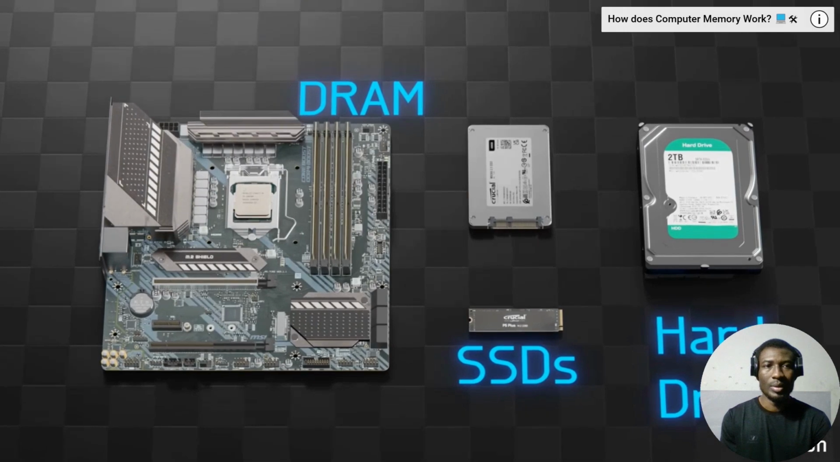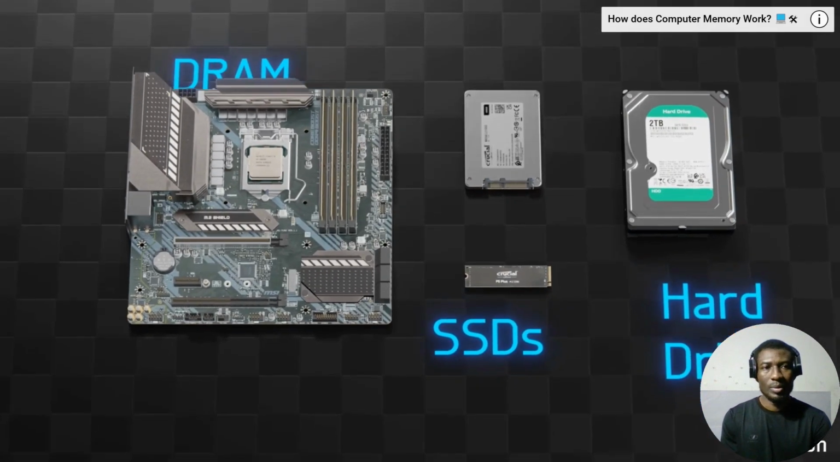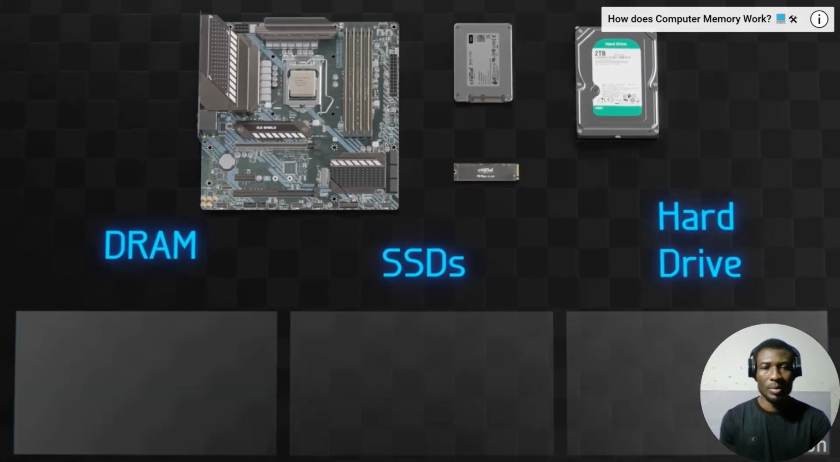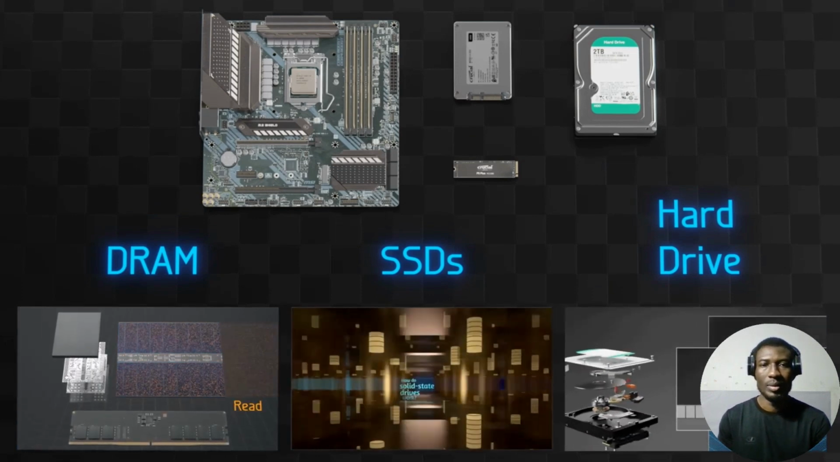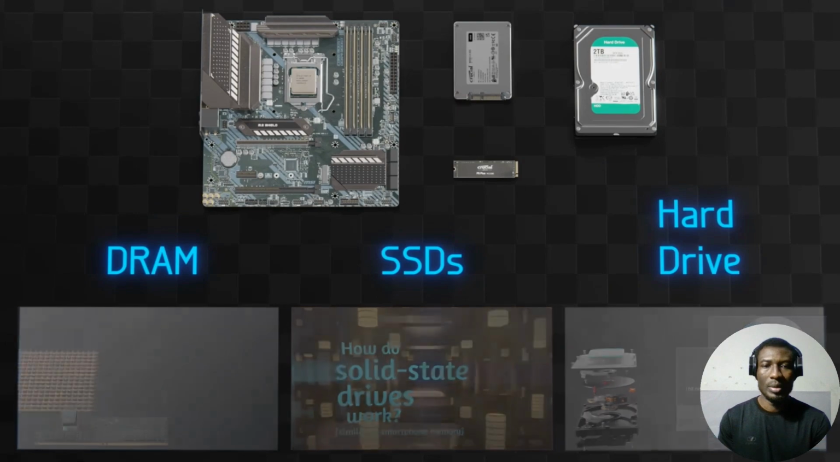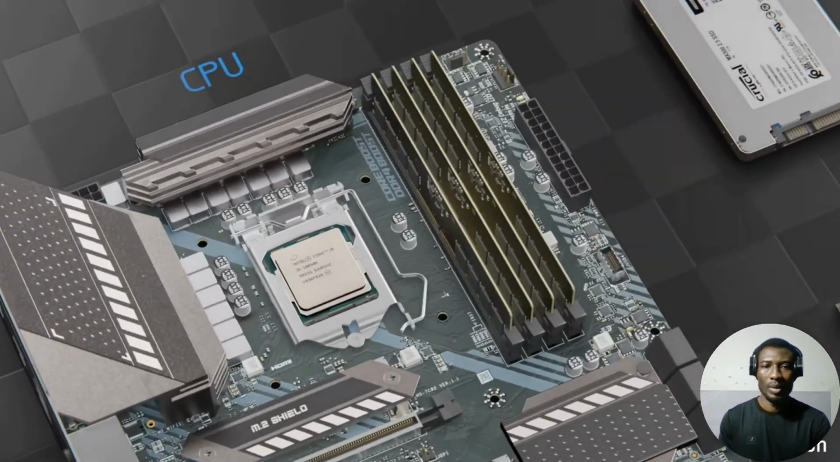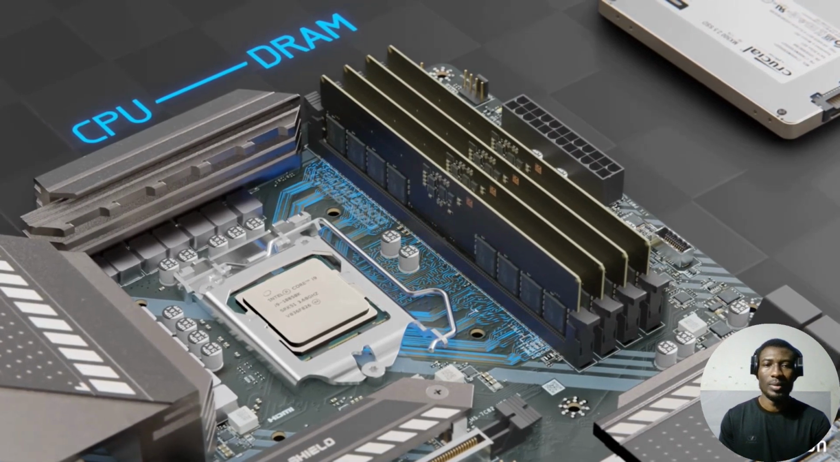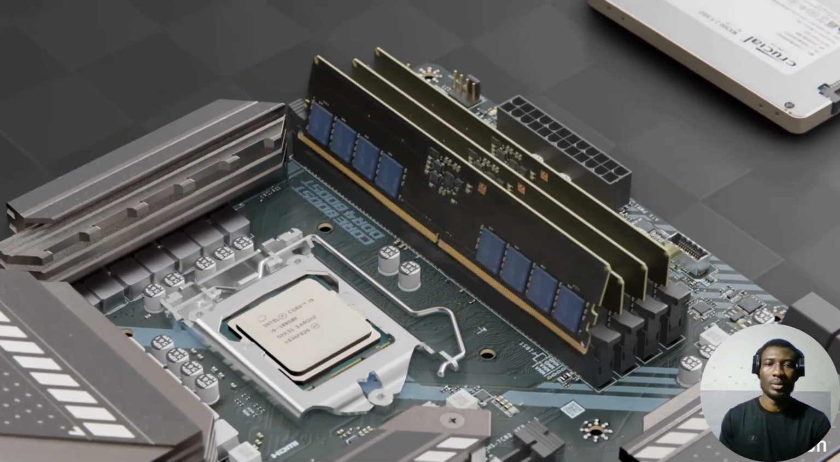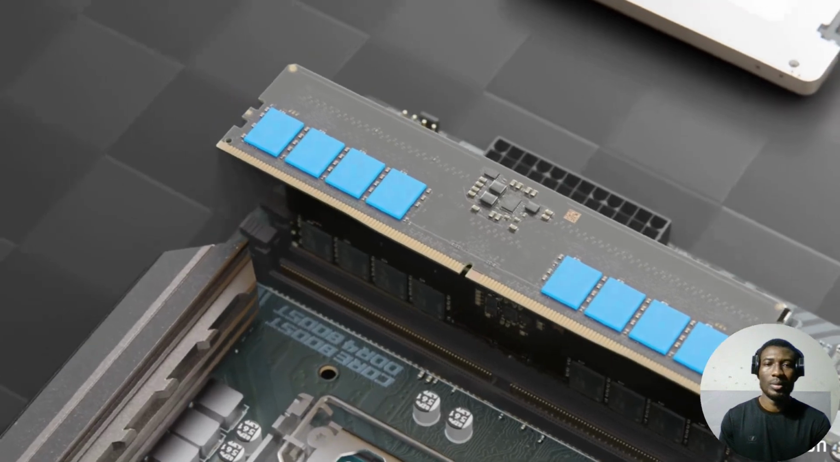Let's move on and look at the DRAM, solid-state drives, and hard drives. We're not going to spend too long because we have an entire series of videos on solid-state drives, and then separate videos covering DRAM and hard drives. But quickly, the CPU communicates directly with the DRAM through memory channels running inside the motherboard.